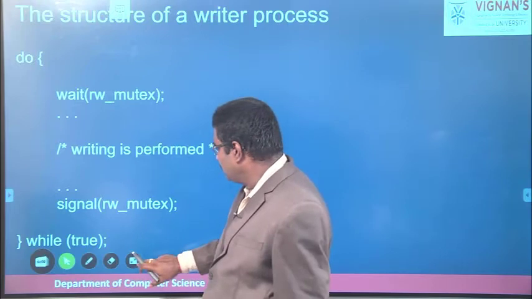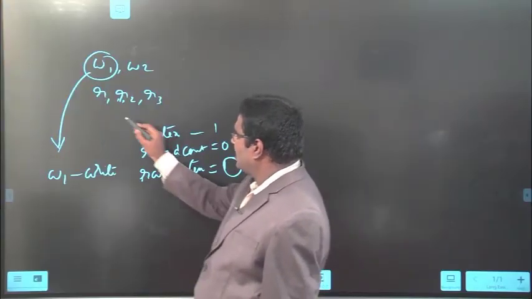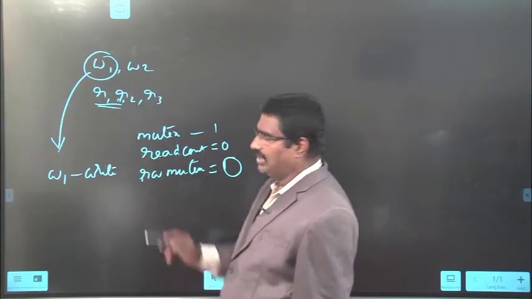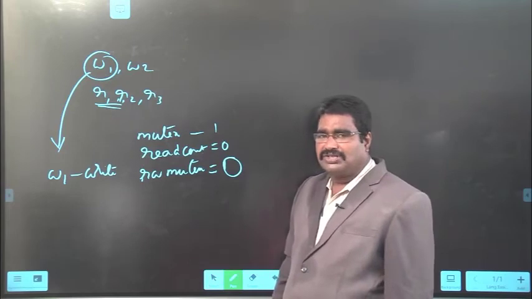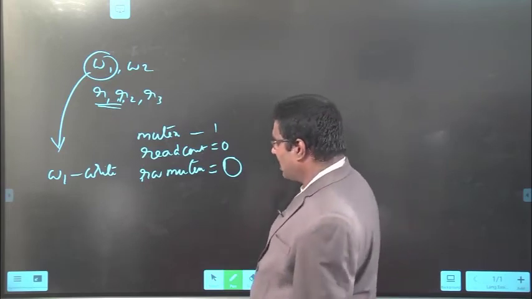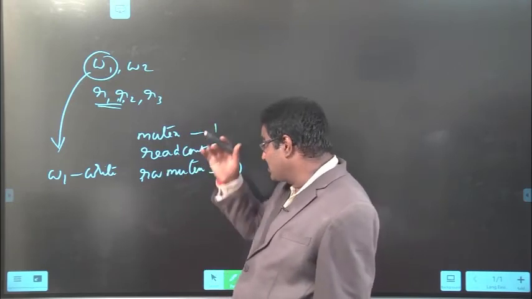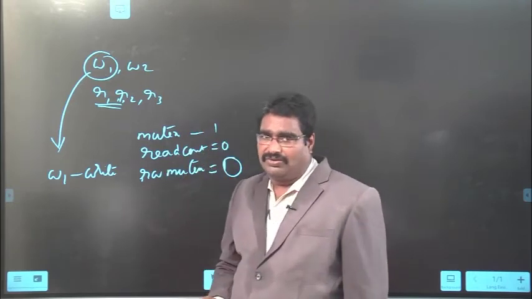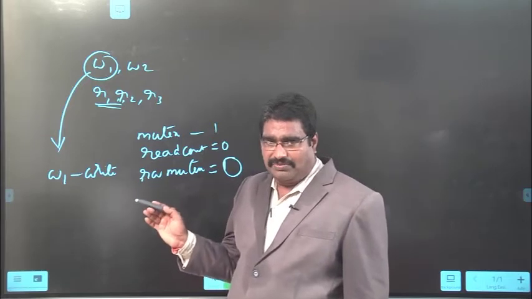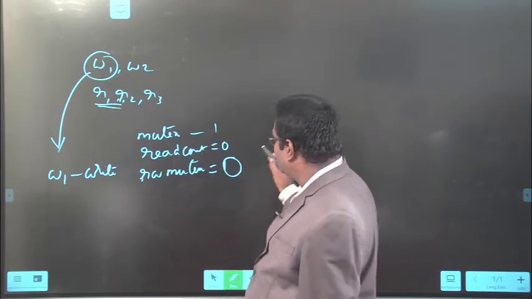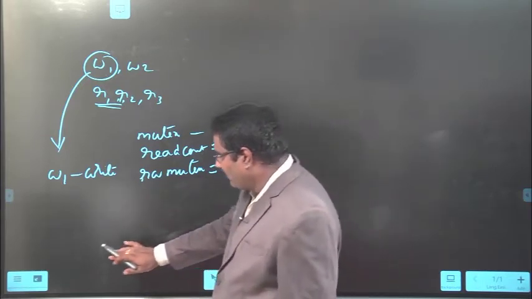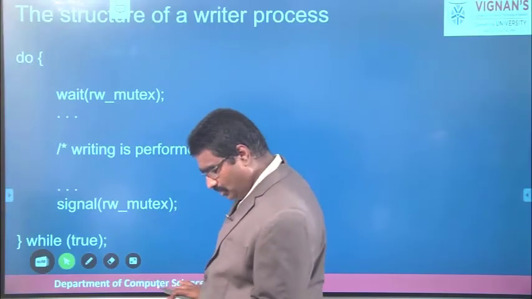Now we are assuming that the reader process R1 performs the read operation. What operations does the read operation perform? We have already discussed it in the code. Whenever a reader wants to perform the read operation, it needs to increase the read count, but the read count is a shared variable. For that reason, it simply calls wait mutex. If you want to verify, we can go through the code.